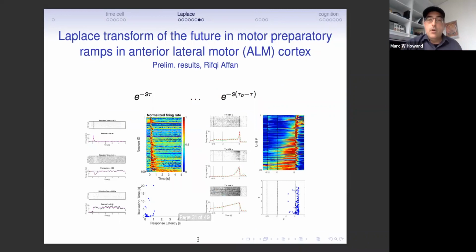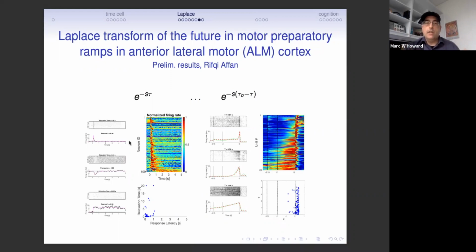So what Rifki did was he took the analytic tools that we developed for entorhinal cortex and just applied them to this data set, which is very generously shared on crcns.org. And if you have a set of cells coding for the time since something happened, I'm just recapitulating results from the entorhinal cortex on the left here, you should see this pattern like so. In contrast, if you have a population that's coding for the Laplace transform of the time until something is going to happen, it should look like a mirror image of the results that we saw from entorhinal cortex.